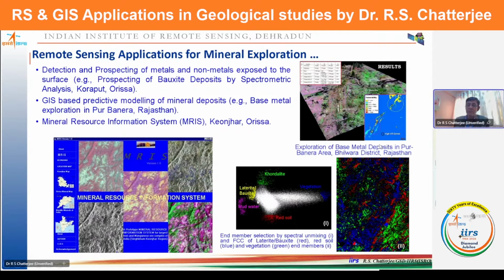So this is endmember selection, and then this is the mapping. Okay, mapping of this false color composite: laterite, bauxite, red soil, and vegetation. So like this, a broad classification, but individual minerals you can identify. Similarly, predictive modeling of the mineral deposits, like base metal exploration of Rajasthan.